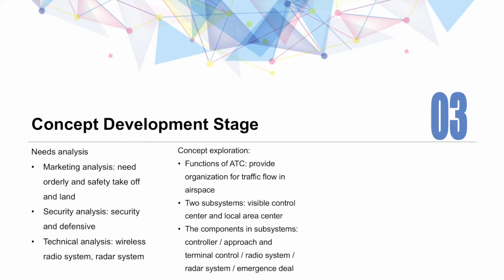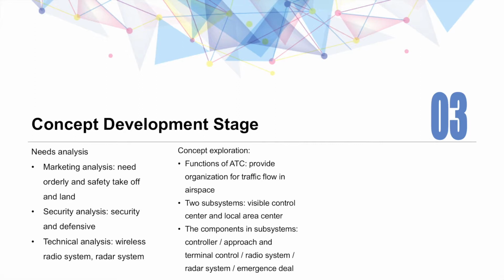In order to achieve the function of the visible control center system, some requirements should be considered. First, this center should be built in or close to an airport to have a complete view of the airport. Thus, a tall tower with large windows would be the best choice. Then, to provide instructions to aircraft, there should be controllers communicating with pilots through wireless radio.